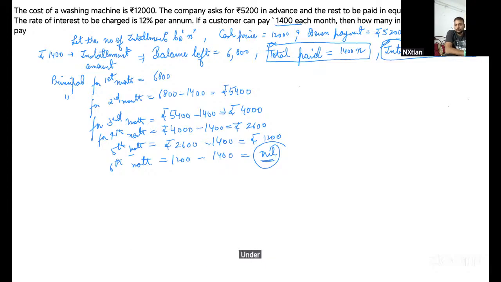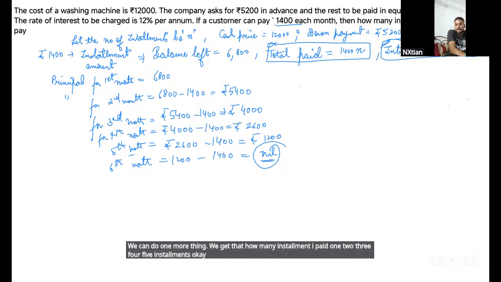Understood? No. See, we can do one more thing. We get how many installments I paid: 1, 2, 3, 4, 5 installments are there. 1400 into 5 is 7,000. 7,000 minus 6,800 is 200 rupees. So it means basically 200 rupees is extra I am paying. Understood, Jahan?